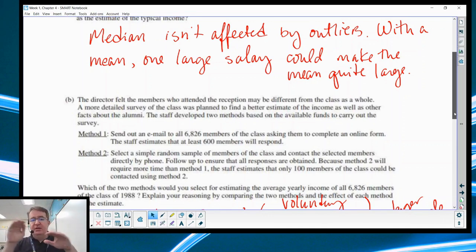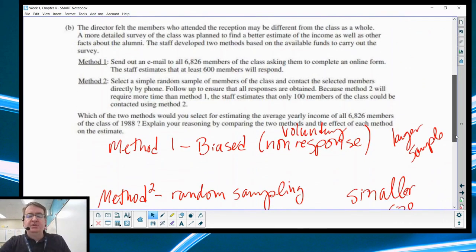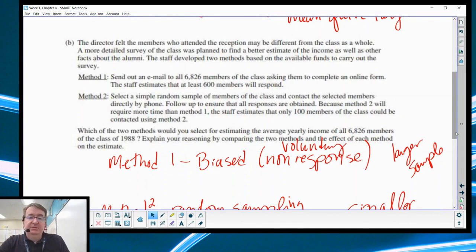Now, the first thing that I had them do in class, and I'm going to apologize, this isn't really written out. I was having them do what's good, what's bad, and then we talked about how you would write it up. So I will do the same here. So method one is biased. People immediately jumped on it: there's non-response, there's voluntary response, all of that other stuff. So there's issues there. Somebody also said, however, it was beneficial because it's a larger sample.